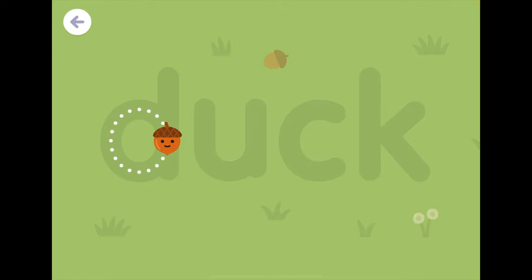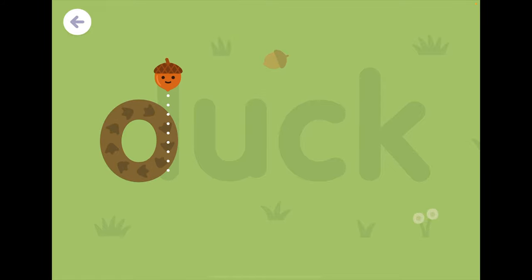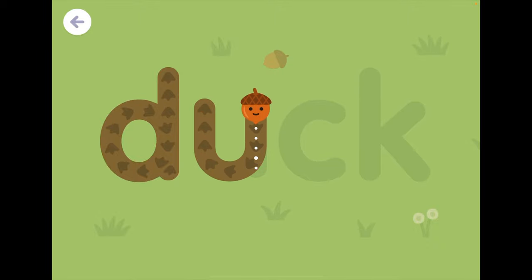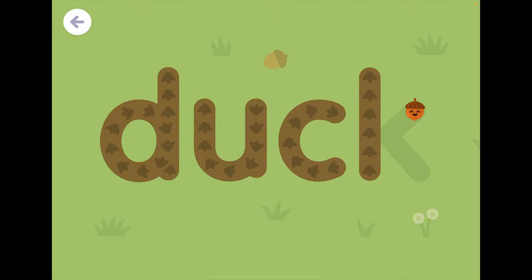This is the word duck. D, duck. That's a D. D. Duck, that's a U. U. And K, this is a combination of C and K to make the word duck. K. Duck.